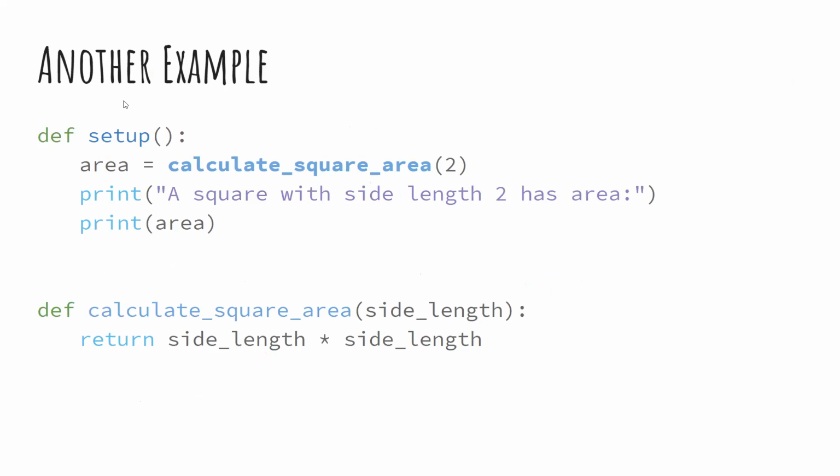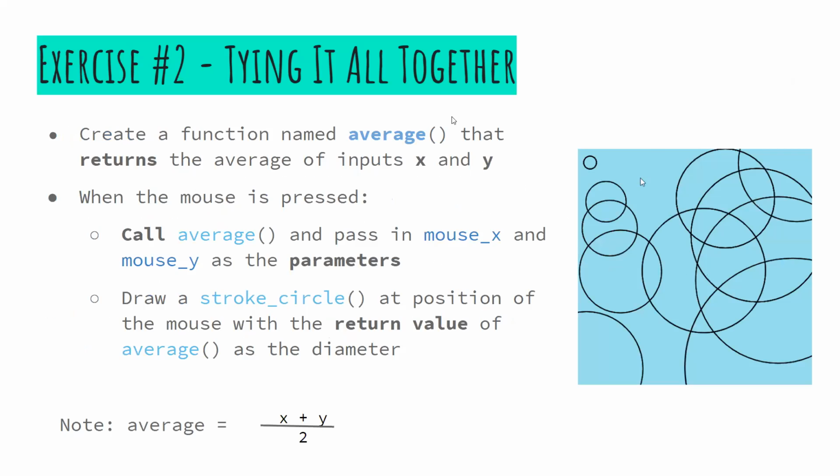Okay, let's look at another example. So we have calculate_square_area(2), and we are printing out two statements. A square with side length 2 has area this, and we are printing out the area. So calculate_square_area takes in the parameter side_length, and over here it returns the product of its square. We're passing in the value 2, so it's going to be 2 times 2, 4, and then we're getting the area of the square.